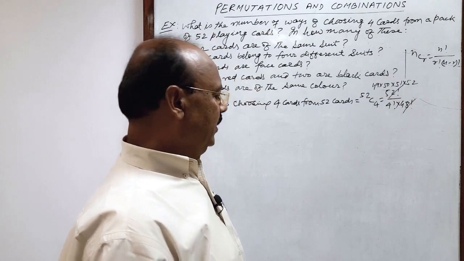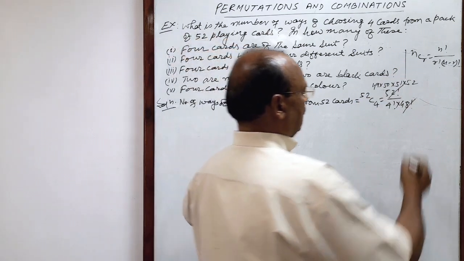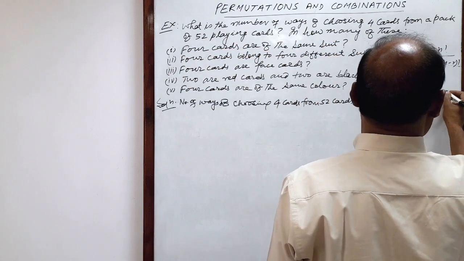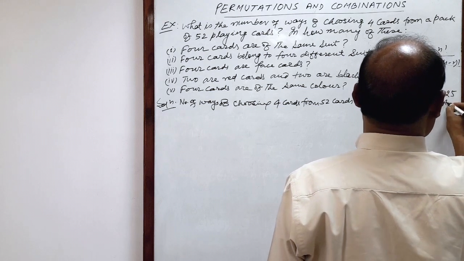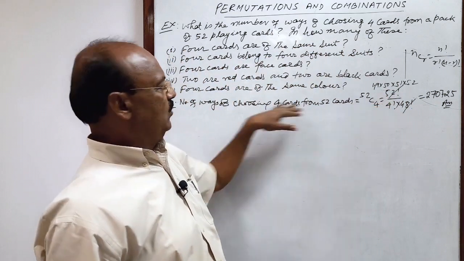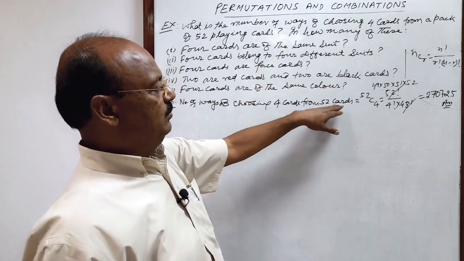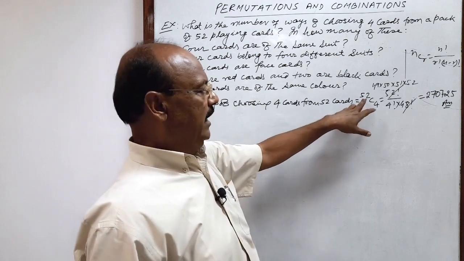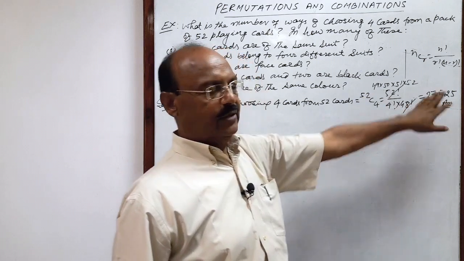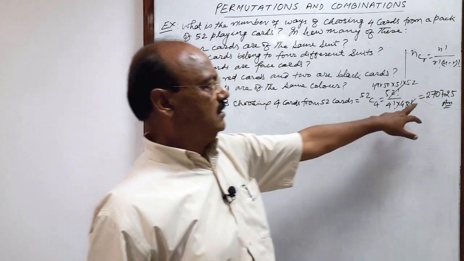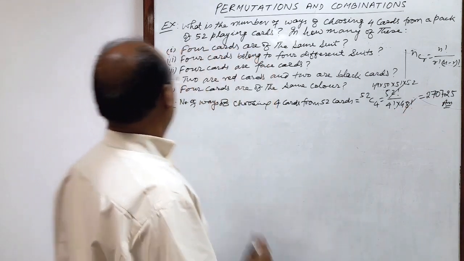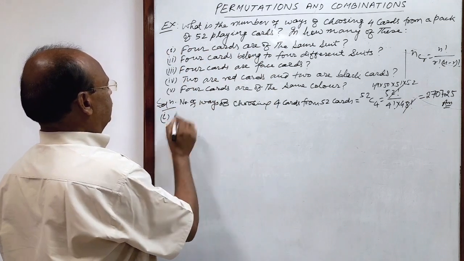So after solving it, we will get the answer 270725. So after simplification we will get this much answer. So number of ways of choosing 4 cards from 52 cards can be evaluated with the help of 52C4, and after simplifying it we are getting this number 2,70,725. Correct?